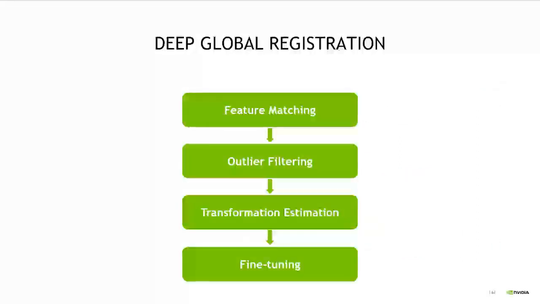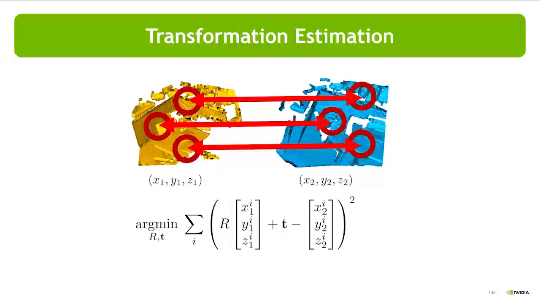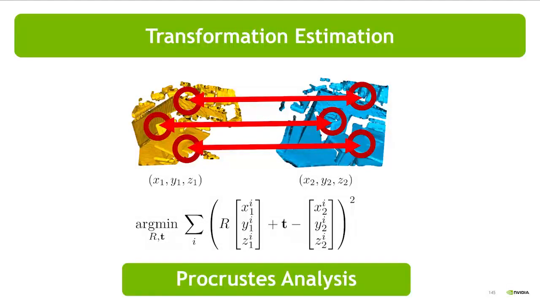The next step in the pipeline is transformation estimation. The conventional method for estimating the 3D rigid transformation is the Procrustes analysis. Here, let XYZ1 and XYZ2 be the correspondences. The Rx1 plus T defines the transformed XYZ1. If both correspondences and the rotation and translation are accurate, it should be equal to XYZ2. Thus, the L2 distance between Rx1 plus T and XYZ2 gives us the error. The Procrustes analysis finds the R and T that minimize the squared error.